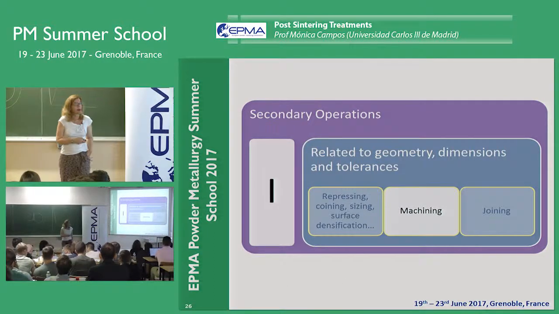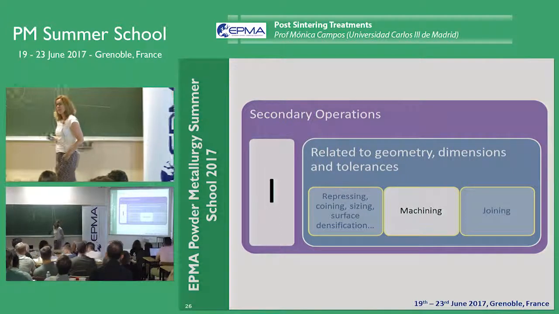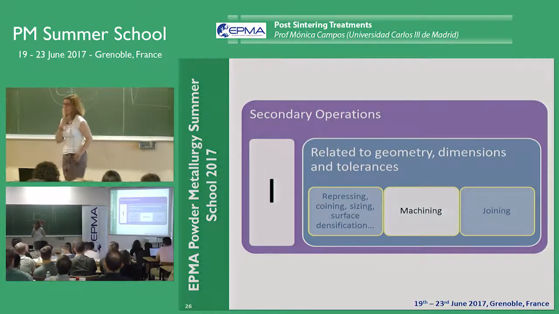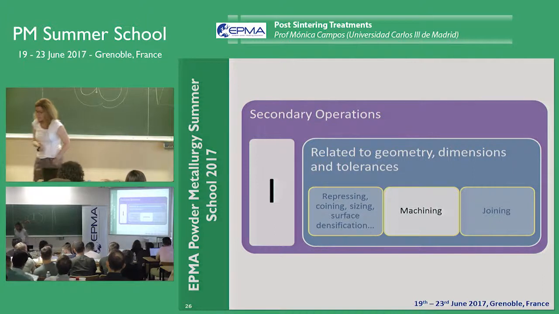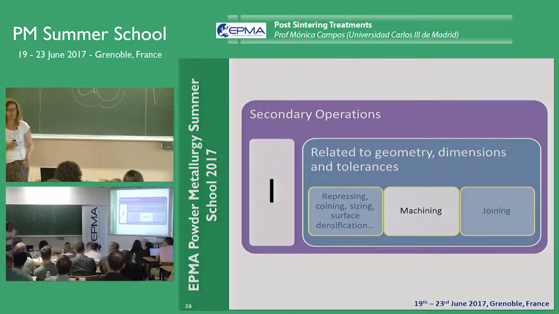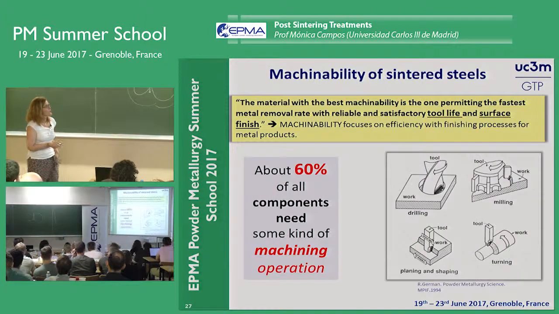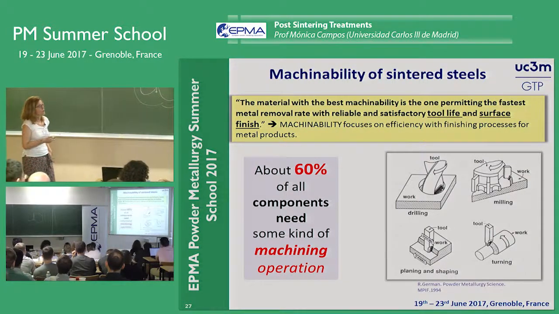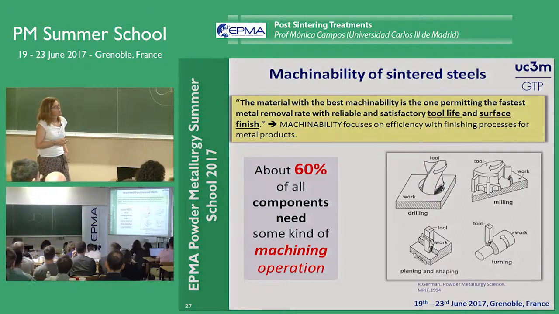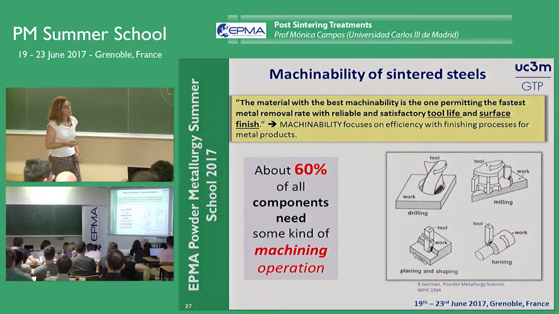Another option that we have to adjust the geometry is to consider machining. Machining is a very critical step. Let me show you how the machinability of a component can be defined. The material with the best machinability is the one permitting the fastest metal removal rate with a reliable and satisfactory tool life and surface finish.